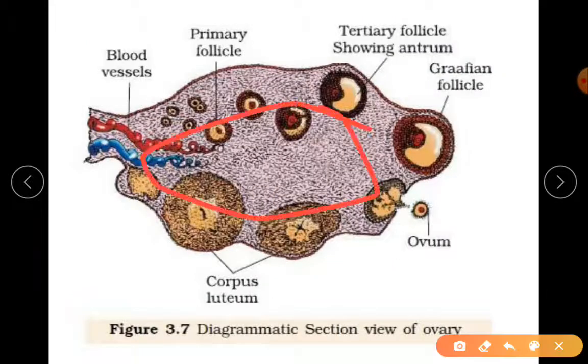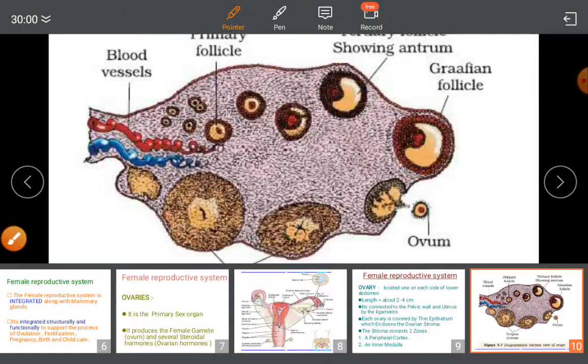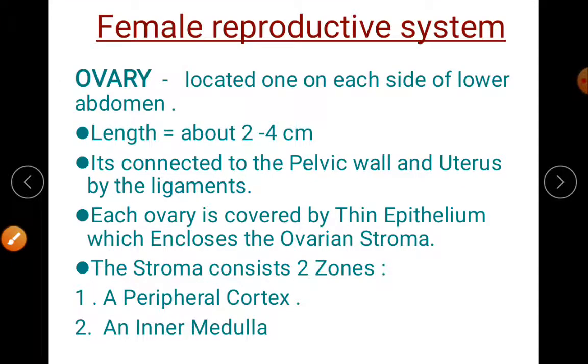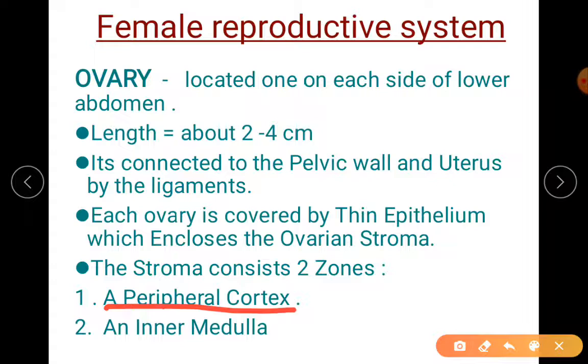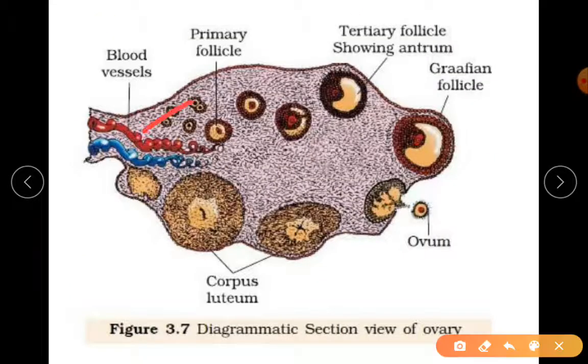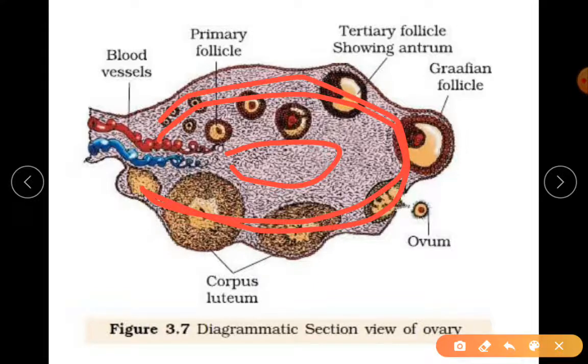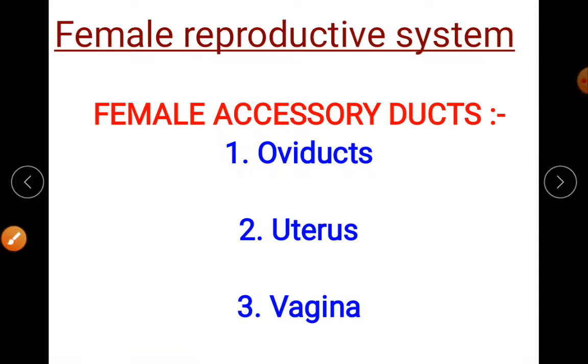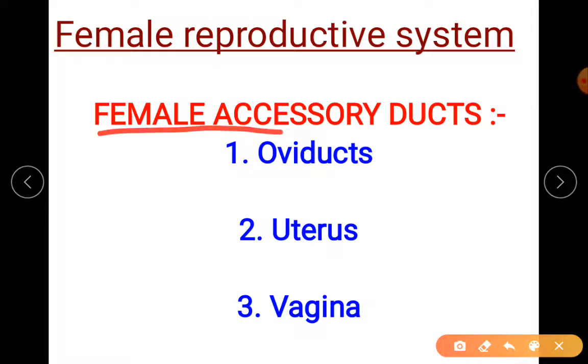The stroma is divided into two parts. One is the peripheral cortex and the other the inner medulla. Peripheral means toward the edges. Inner, it is this portion; the inner region is called the medulla. Cortex is the peripheral region. So we have now understood about the ovary.